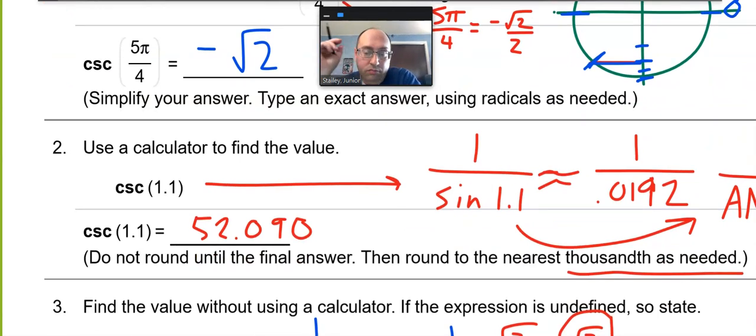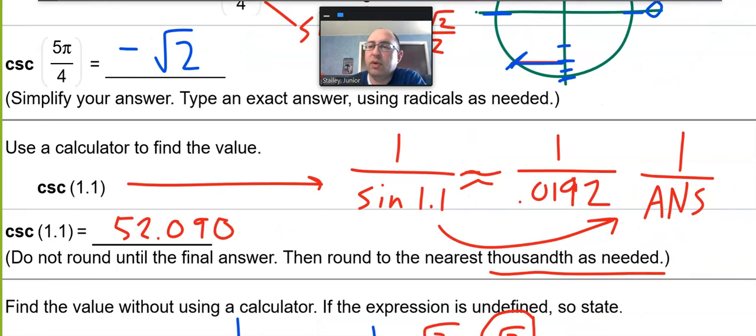What if it's a decimal? Okay. Definitely going to have to use a calculator. You're not going to do this any other way. So cosecant goes with sine. All right. So I literally went to my calculator and I typed the sine of 1.1.